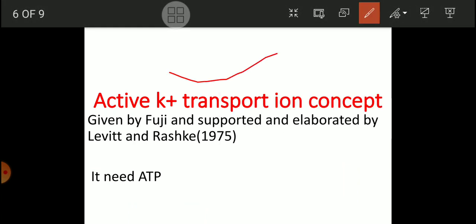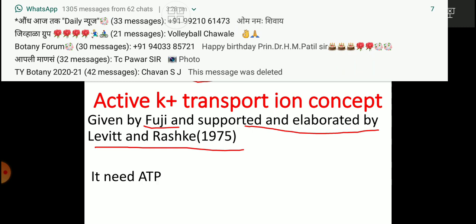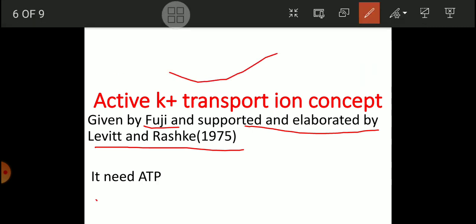Active potassium ion transport theory. This theory was put forth by Fujino, and supported and elaborated by Levitt and Raschke in 1975, my friends. Keep in mind, this theory of opening and closing, the active potassium ion transport theory, is given by the scientist Fujino, and is supported and elaborated by Levitt and Raschke in 1975. Another important characteristic of this theory is that it needs ATP.